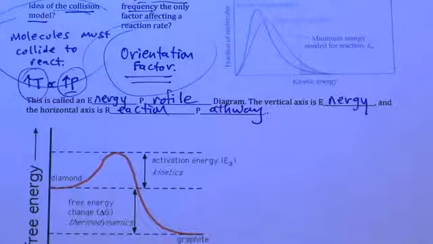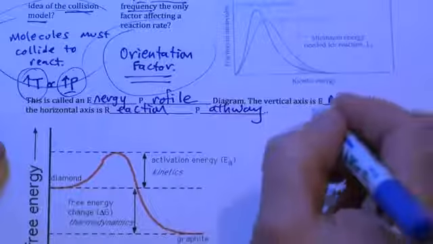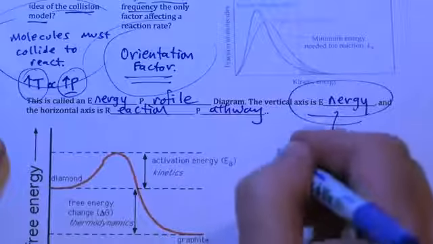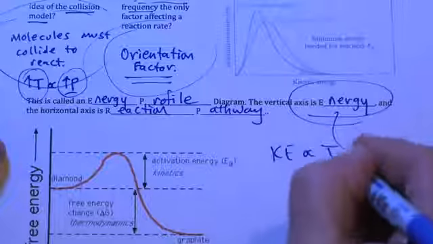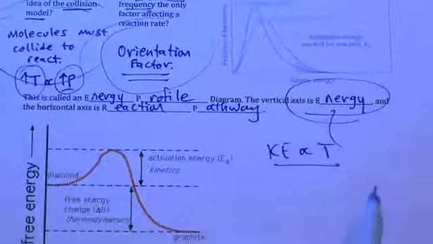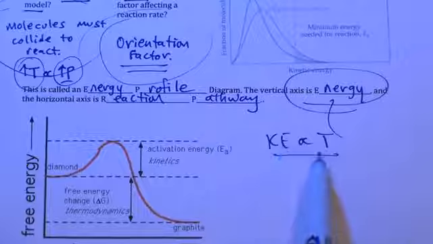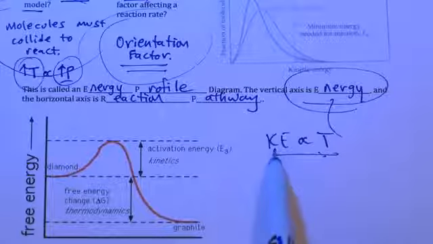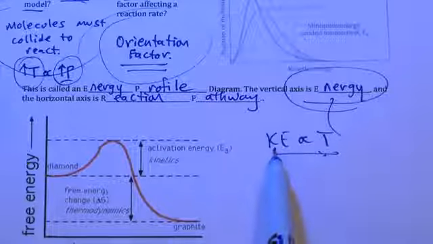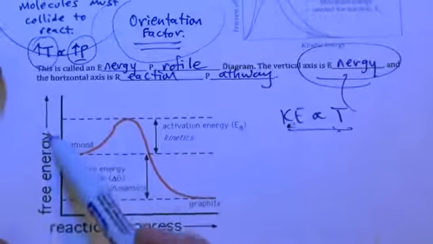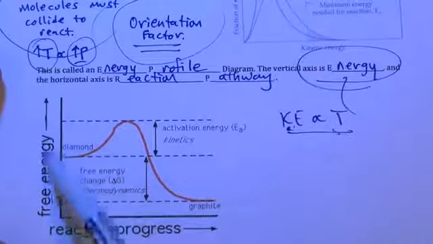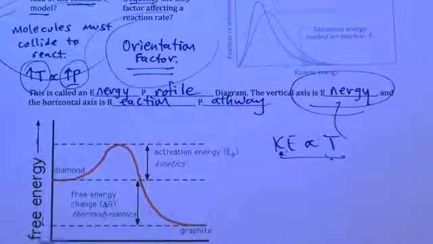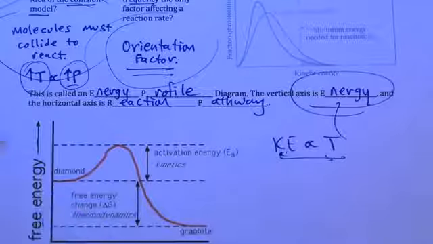And since energy, or kinetic energy anyway, is directly proportional to temperature, lots of times we can say that as the temperature is increased, the kinetic energy moving those molecules is increased. And so we can look on a y-axis right here, or a vertical axis, and say, hey, if we increase the temperature, we're going to increase that energy.